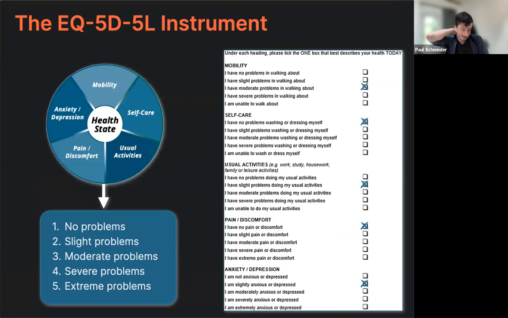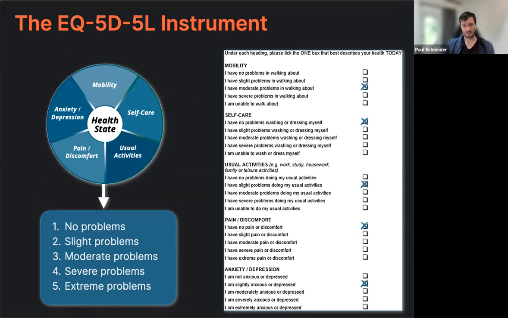So let's start with health states. There are many different ways in which we could specify health states, right? There are many patient-reported outcome measures and disease-specific instruments and some generic instruments. But the most popular one is probably the EQ5D instrument.